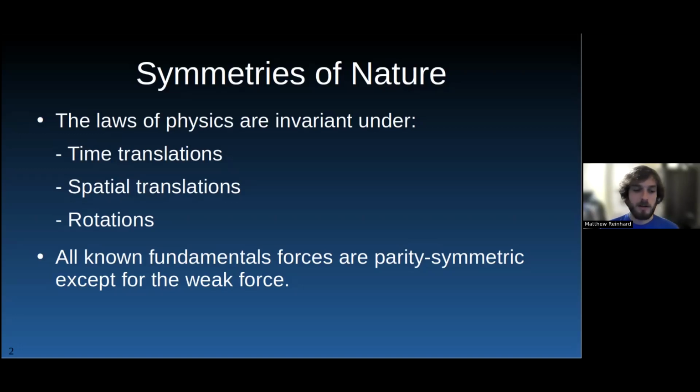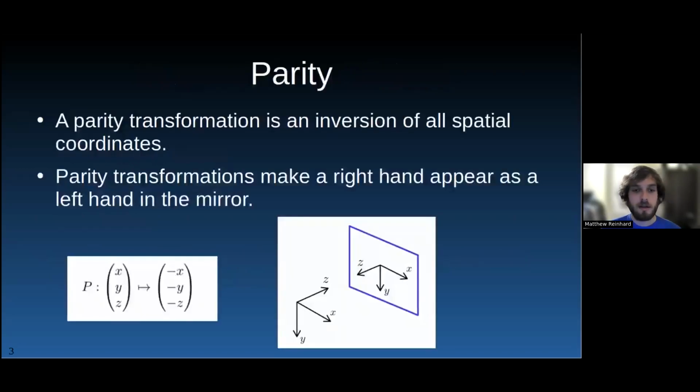Now, the concept of parity is fairly important throughout the rest of this work, so let's start by defining what a parity transformation is. So a parity transformation is an inversion of all spatial coordinates. If we consider a position vector on the bottom left here, if we apply a parity transformation, all of these coordinates pick up a minus sign.